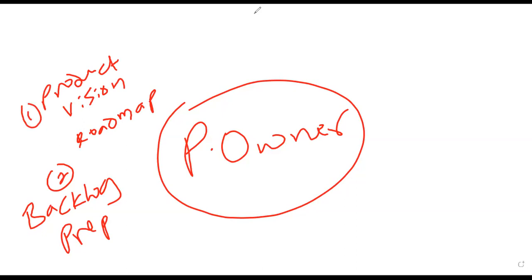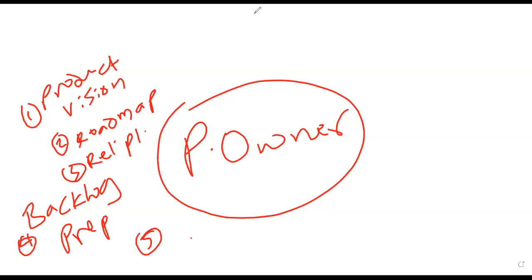The product vision, the product roadmap. You could even say the release plans. So this could be appended to include the release plans as number three. And then you could talk about the backlog preparation. Then you could talk about the sprint planning. So what is the role of the product owner with regards to product vision?